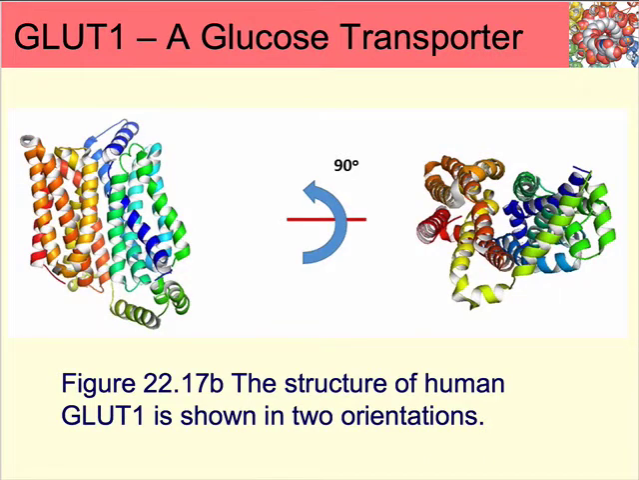This shows the structure of human GLUT1 in 2 different orientations. It's a glucose transporter similar to the GLUT4 in the previous slide.